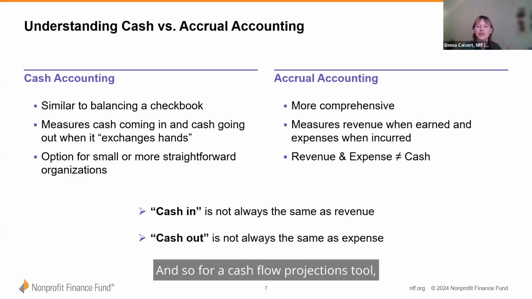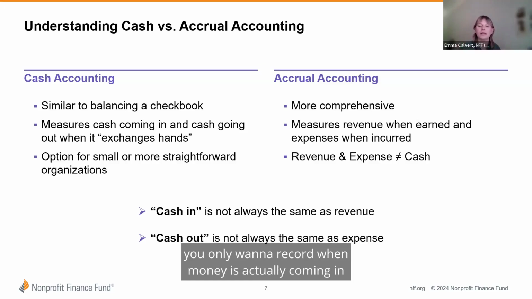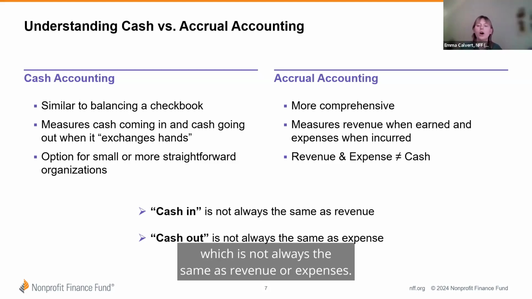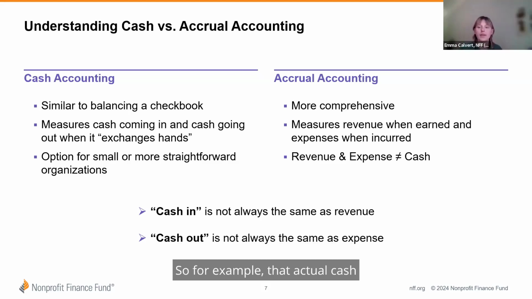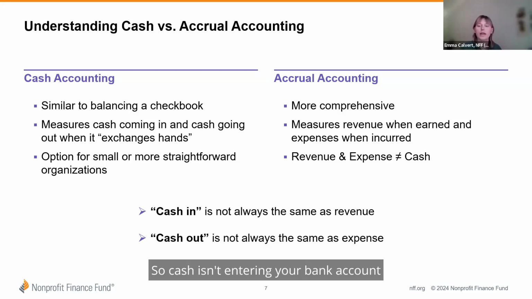And so for a cash flow projections tool, you only want to record when money is actually coming in or going out of your bank account, which is not always the same as revenue or expenses. So for example, that actual cash from that $50,000 grant agreement might come into your bank account 2 months after you've signed that agreement. So cash isn't entering your bank account until 2 months later, even though you've already been notified you received the grant.